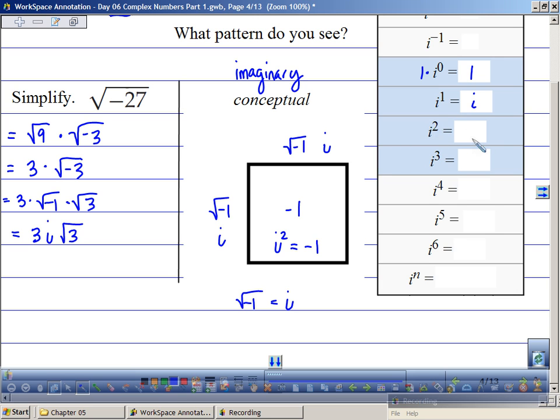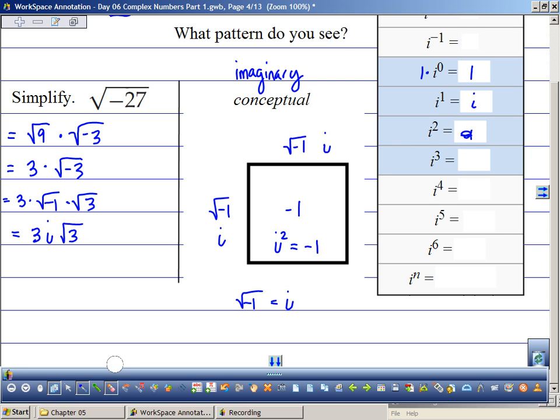What is i squared? We already figured that out, right? i times i is i squared, which equals negative 1. This is really bothering me. My eraser won't work. Okay, negative 1.